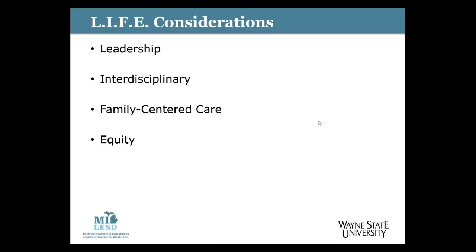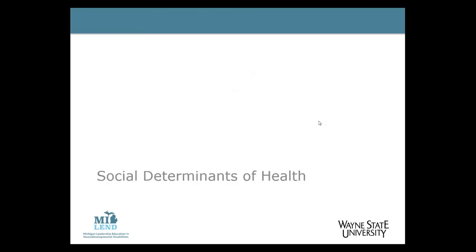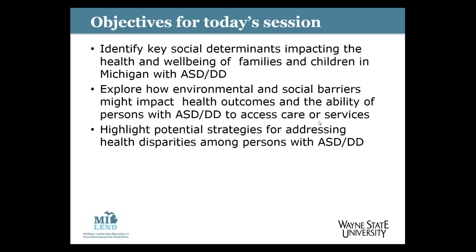As you know, the MILEND project has four core considerations using the acronym LIFE. They are leadership, interdisciplinary, family-centered care, and equity. Today we're going to be focusing on the equity component, and a key aspect of equity is looking at social determinants of health. That's what we'll be focusing on tonight, but in some of our upcoming workshops and even throughout the rest of your training, our goal is to interweave some related concepts.